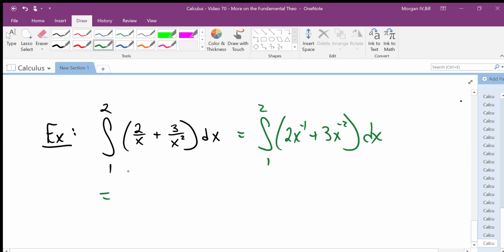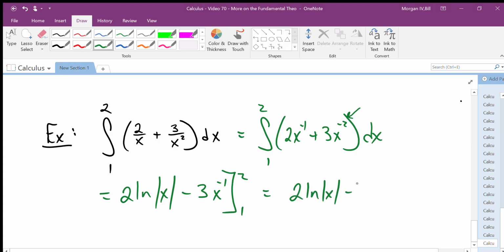We remember that this is 2 natural log absolute value of x, plus, add 1 to negative 2 on the second part here, so negative 2 plus 1 is negative 1, divide by negative 1, actually then makes this minus 3x to the negative 1. I don't need the plus c, I'm going to evaluate this from 1 to 2. So maybe a little bit easier to write here, 2 natural log absolute value of x minus 3 over x evaluated from 1 to 2.